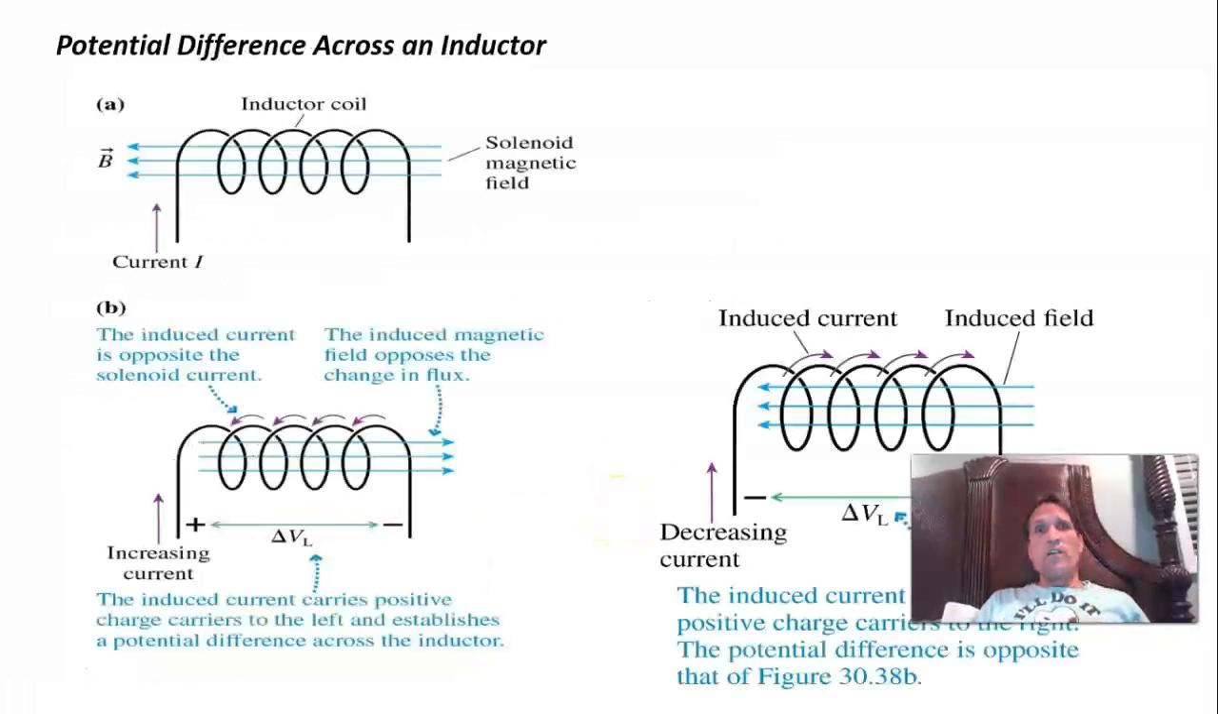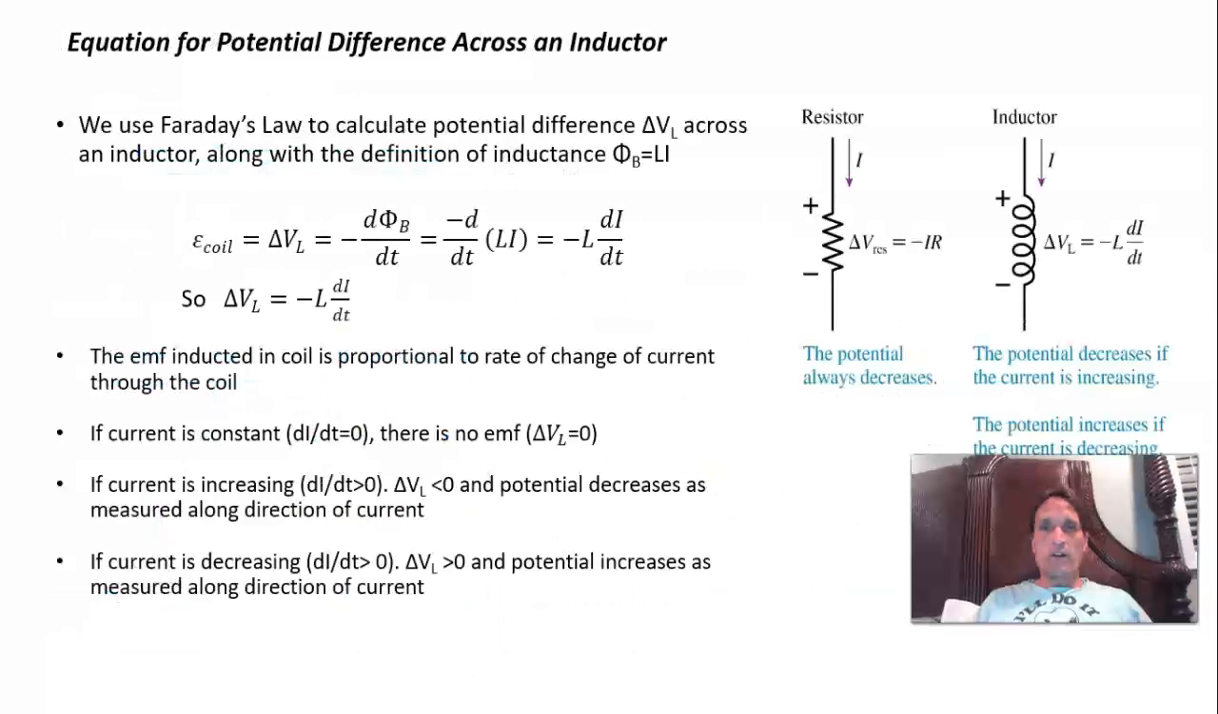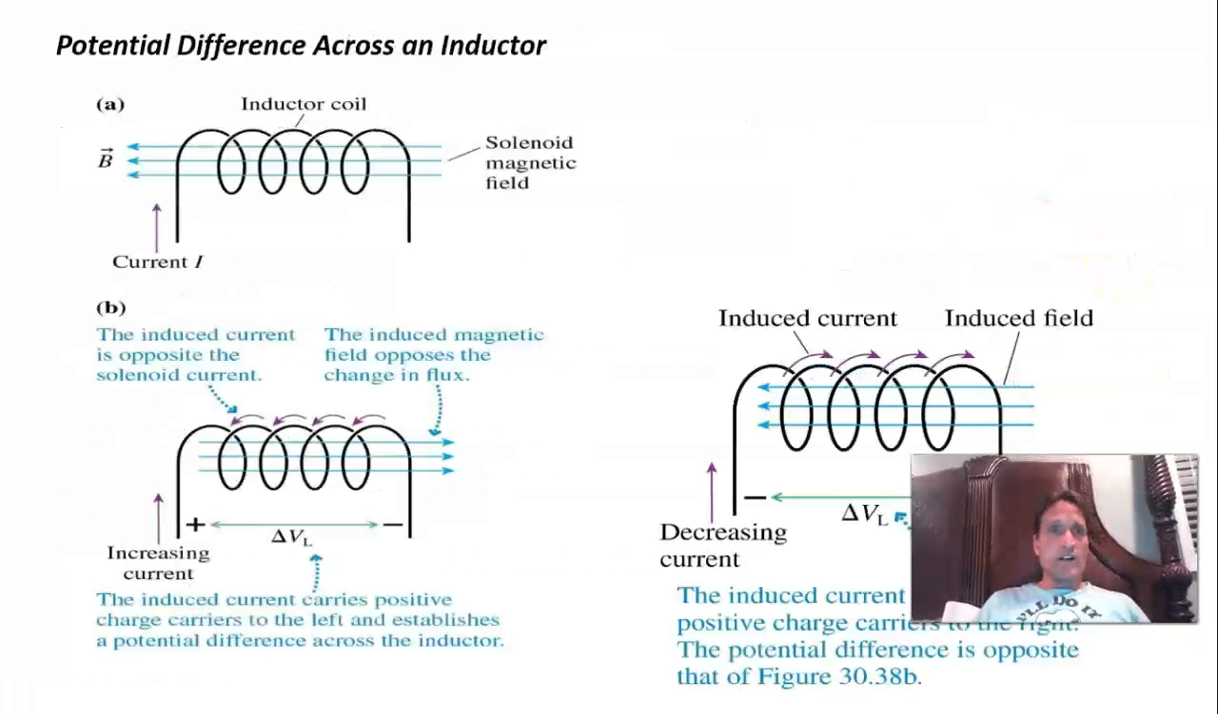So the next thing that we want to do is derive an equation for the potential difference across an inductor. Okay, and if you remember the resistor, the potential difference across the resistor is the current times the resistance. Okay, what we're going to show is that the potential difference across the inductor depends on the inductance. Okay, just like with a resistor, it depends on resistance. But instead of depending on I, it depends on the rate at which the current is changing.